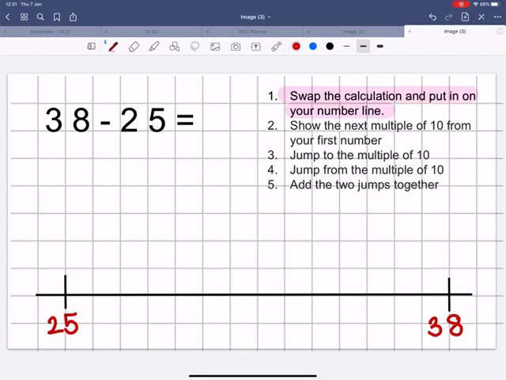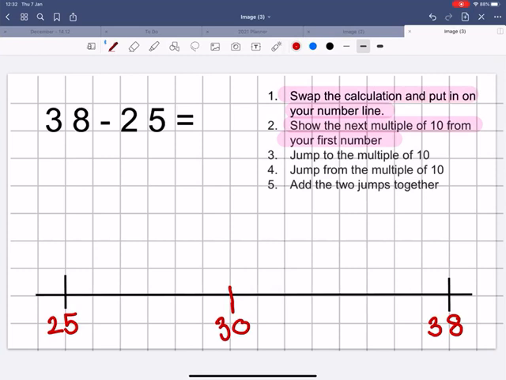And then our next step, we are going to show the next multiple of 10 from the first number. So if we look at our 25 here, the next multiple of 10 on from that is 30. So I'm going to put 30 about here. Now, we're not going to use our squares for these calculations because we're thinking about what we know in our head. So using our knowledge of our number bonds, using our knowledge of our numbers that we already know, and not having to count up a number line for this.